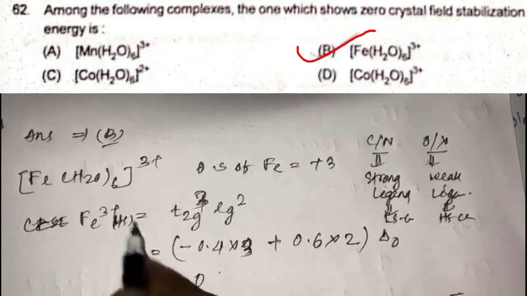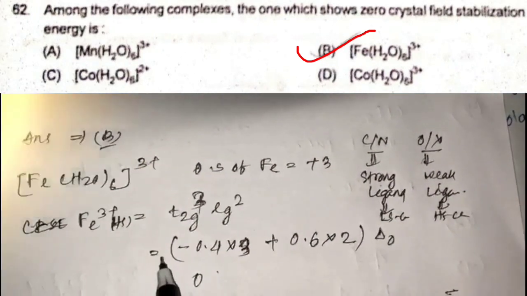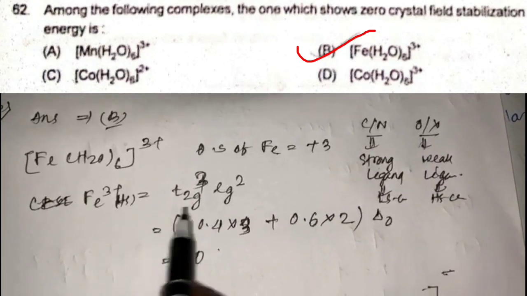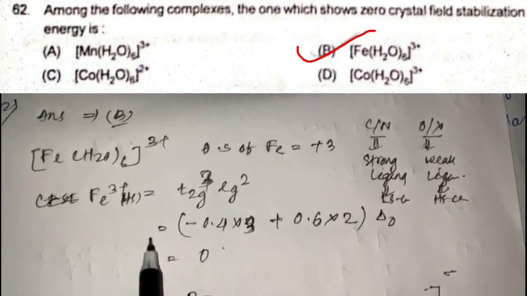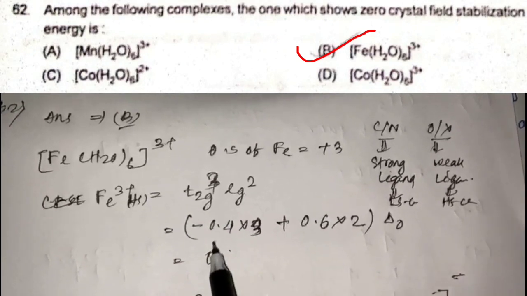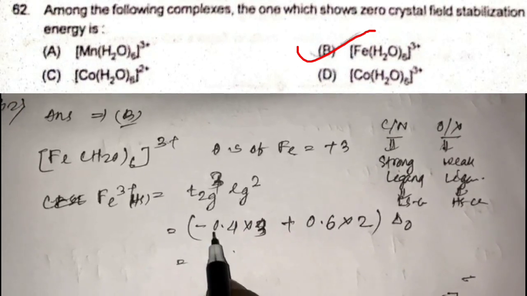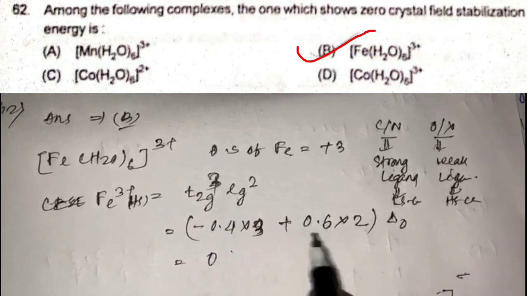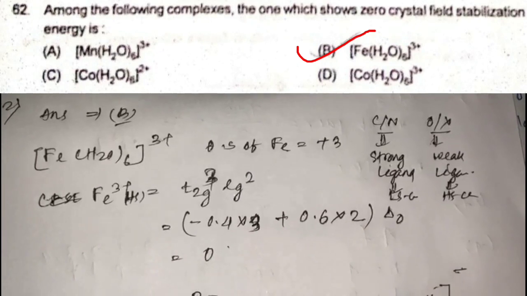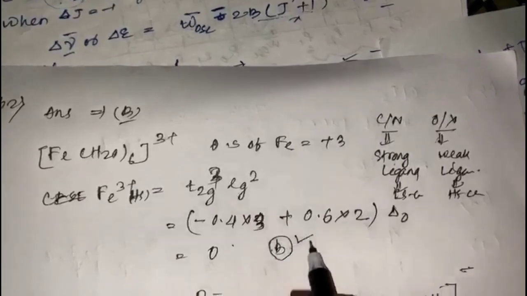Okay, so here oxygen is present, so this is a weak field ligand. Okay, the metal is in +3 oxidation state. So the configuration will be t2g3 and eg2. You know the value of t2g is -0.4 delta naught and eg is +0.6 delta naught. Okay, so putting the values, -0.4 into 3 plus 0.6 into 2, this will be 0. Okay, so the correct answer for this question number 62 is B.